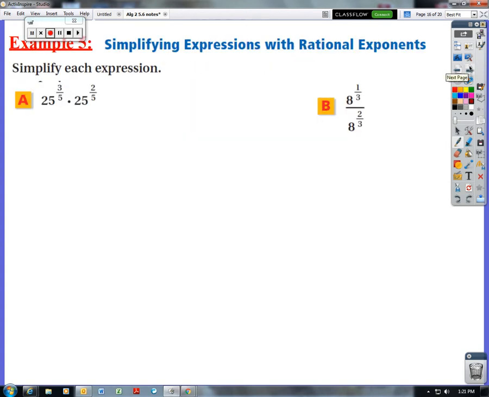Now we're going to use those properties to simplify. So here we are multiplying. We have the same bases. That means we're going to add our exponents. 3/2 plus 3/5 plus 2/5 is 5/5, which is 1. So the answer is 25.